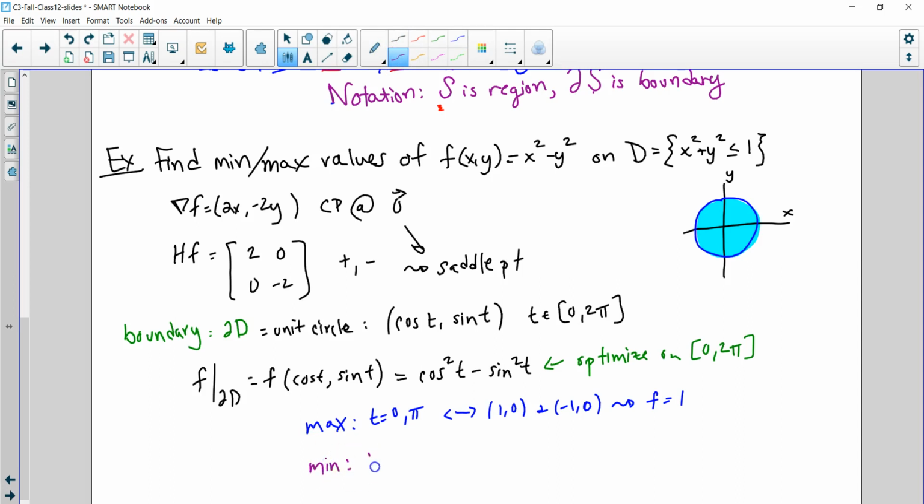Then similarly we can repeat that procedure for the minima, and we get t is pi half and 3 pi halves. These correspond again on the unit circle to the points (0, 1) and (0, -1). When we substitute these in, we get that f is -1.